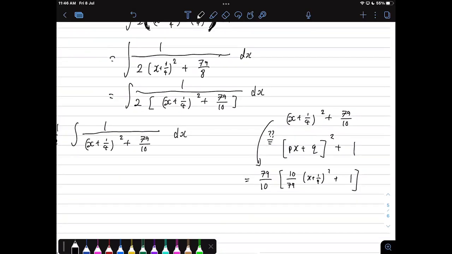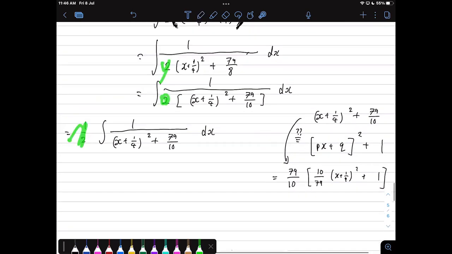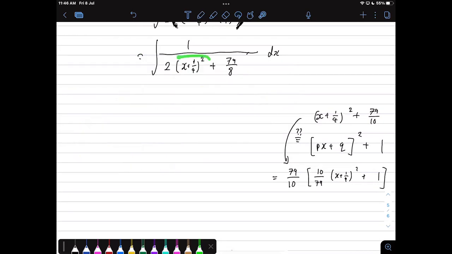Actually, you know what? Let's not even bother factoring out the 2. I'll just start with the original. From here, I'm going to force it to, there's an extra 2 here, 79 over 8. I'm just going to force it to be this format, (px plus q) squared plus 1. There's a 1 in front here as well. How do I do that? I can factorize out 79 over 8 in this case. Sorry for the abrupt change. Are you following?